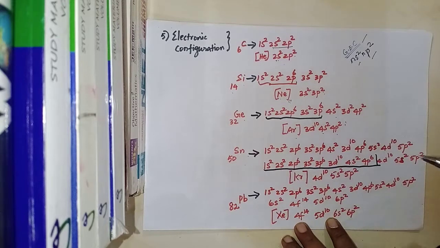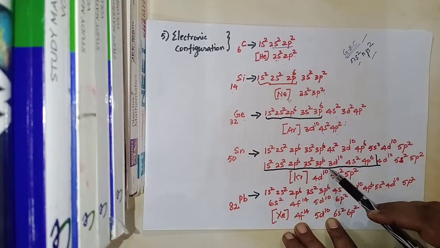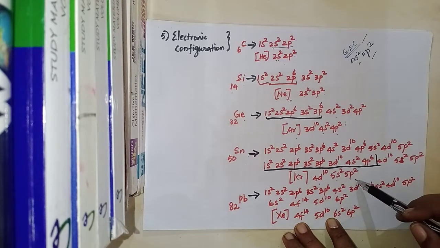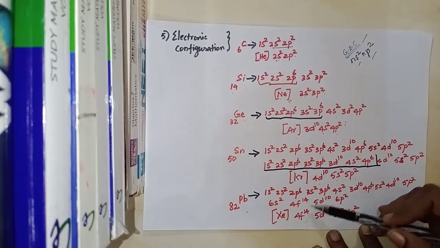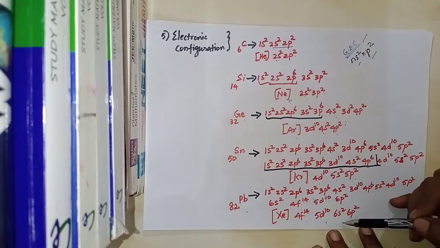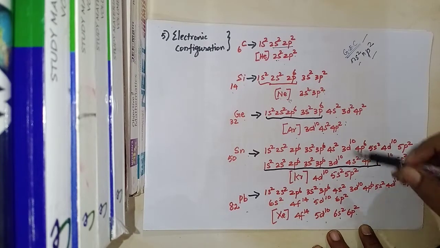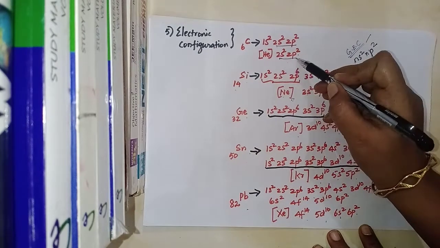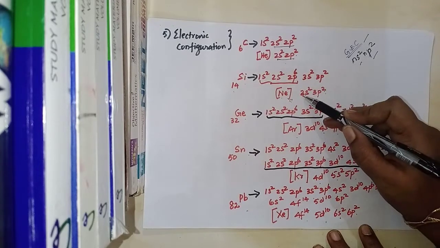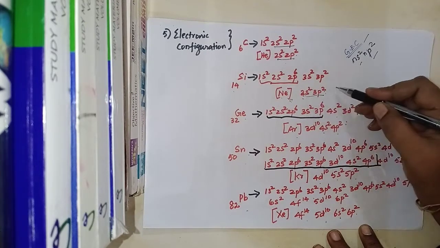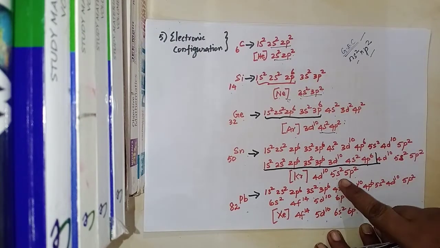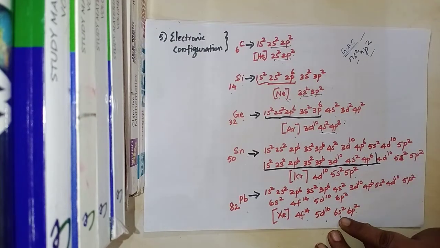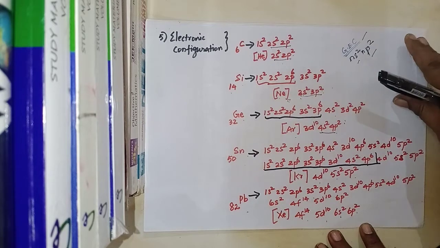Tin is 50. The configuration is krypton 4d10 5s2 5p2. Lead is 82: xenon 4f14 5d10 6s2 6p2. Now see here, the outermost configurations are 2s2 2p2, 3s2 3p2, 4s2 4p2, 5s2 5p2, 6s2 6p2.